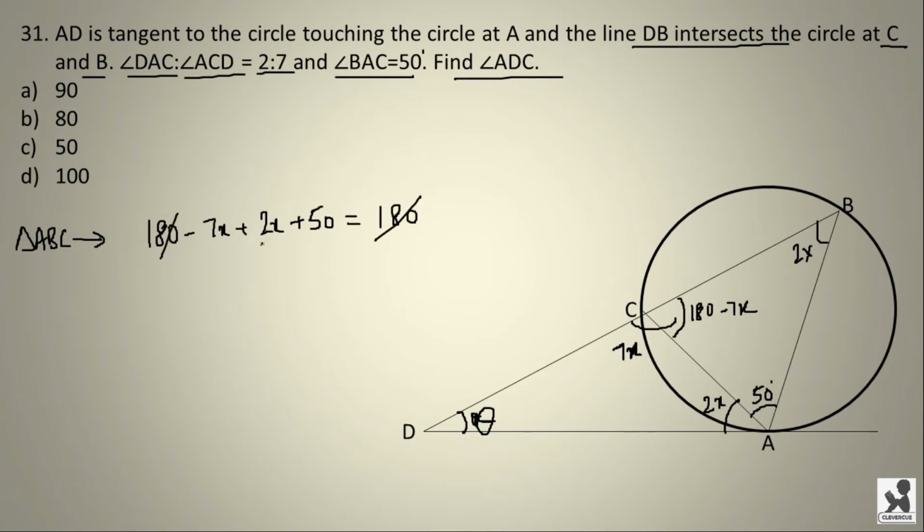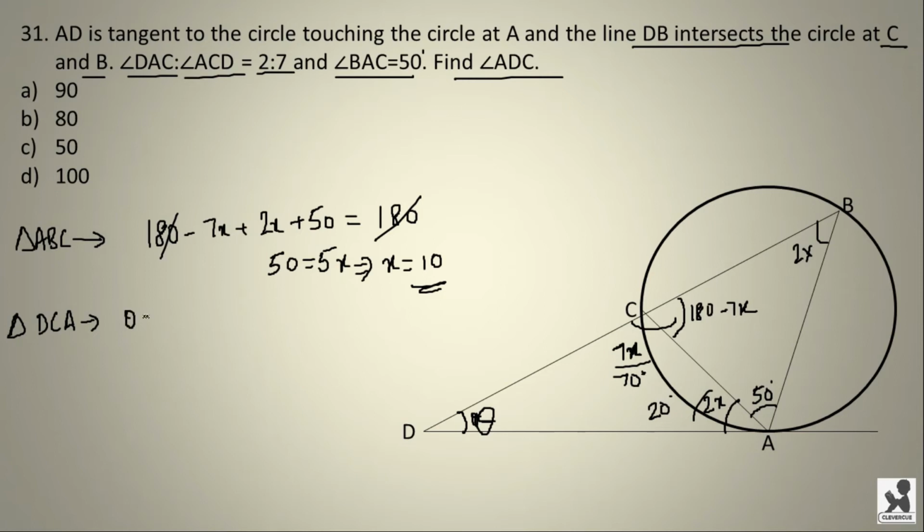So 180 gets cancelled with 180 and we are left with 50 is equal to 5x. We get x equal to 10. So coming to the triangle DCA, we have got two angles, that is 7x and 2x. Now we have found the value of x as 10. So angle DCA is 70 degrees now, and angle CAD is 2 into 10, that is 20 degrees.